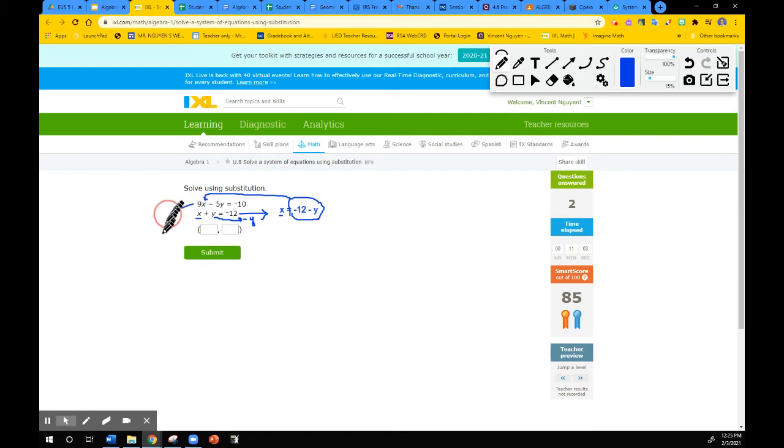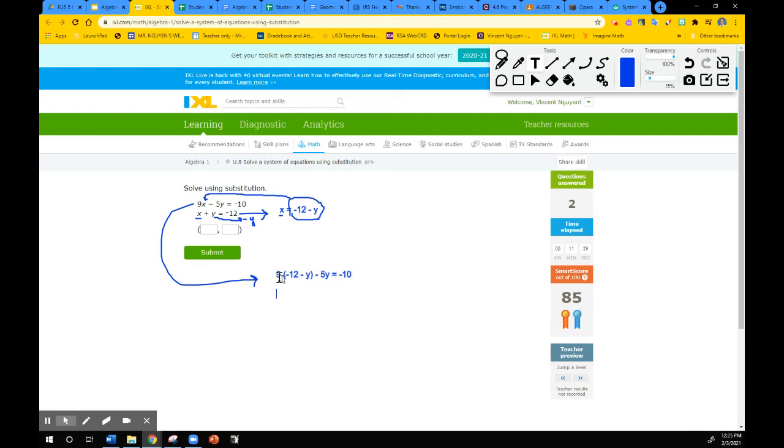So I'm going to take this equation and I'm going to rewrite it with the x variable replaced. So 9 and then parentheses. Don't forget your parentheses. And then you're going to replace x with -12 minus y. Close the parentheses and then write the rest of your equation. The rest of your equation is -5y equals -10. Okay, so don't forget to write the rest of your equation. Now you're going to just use algebra to solve this equation for y. It looks a little complicated, so let's take it slowly.